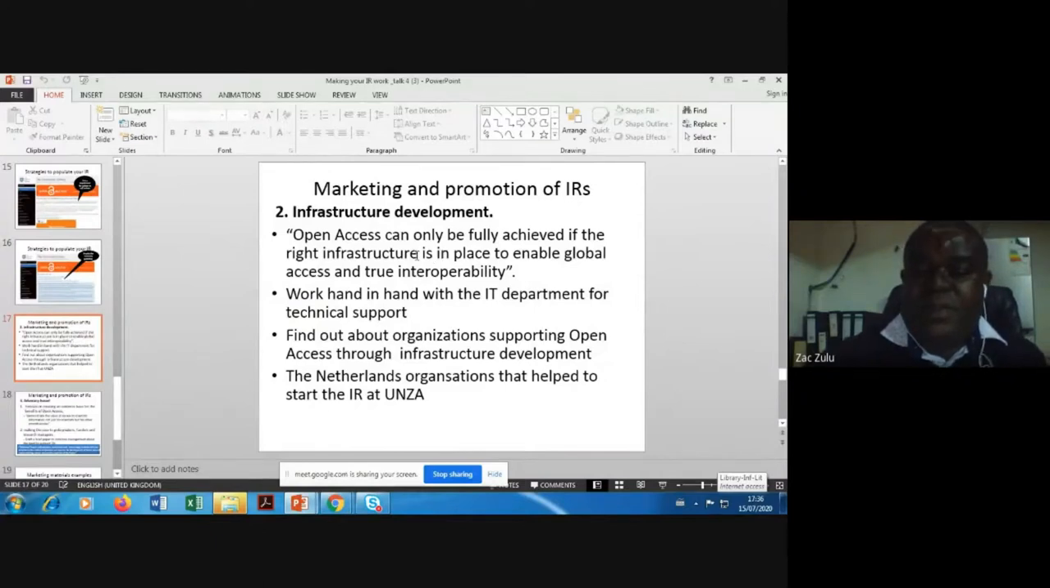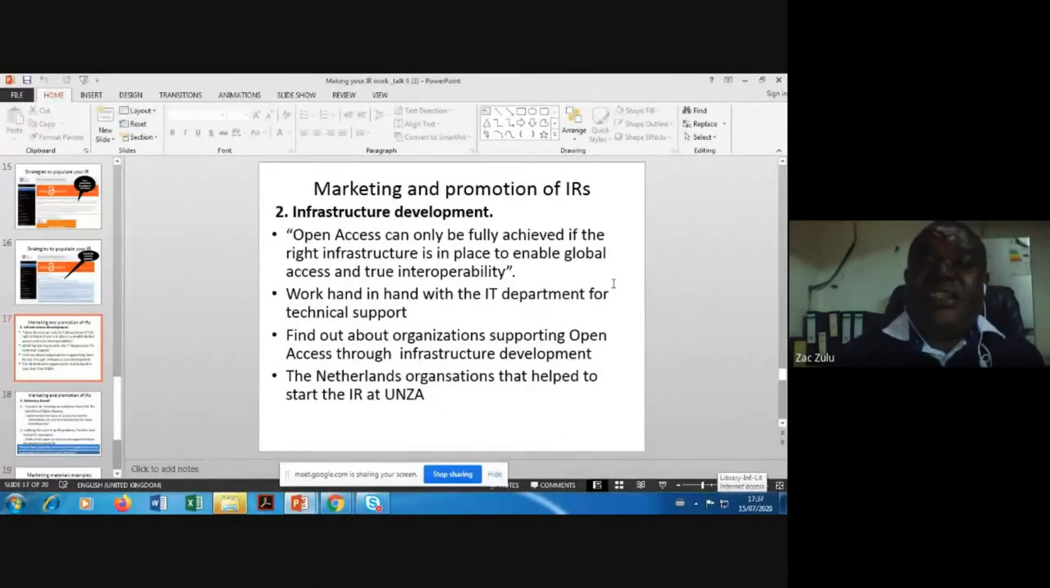And then for you to embark on this project to establish an IR, identify organizations where you can seek help. The Netherlands are the best. They really helped us to set up this IR and the Moodle e-learning platform. And then it's very important to work hand in hand with the IT department. The IT department is key for the successful functioning of the IR. Like in our case, we have a very big symbiotic relationship with the CICT.